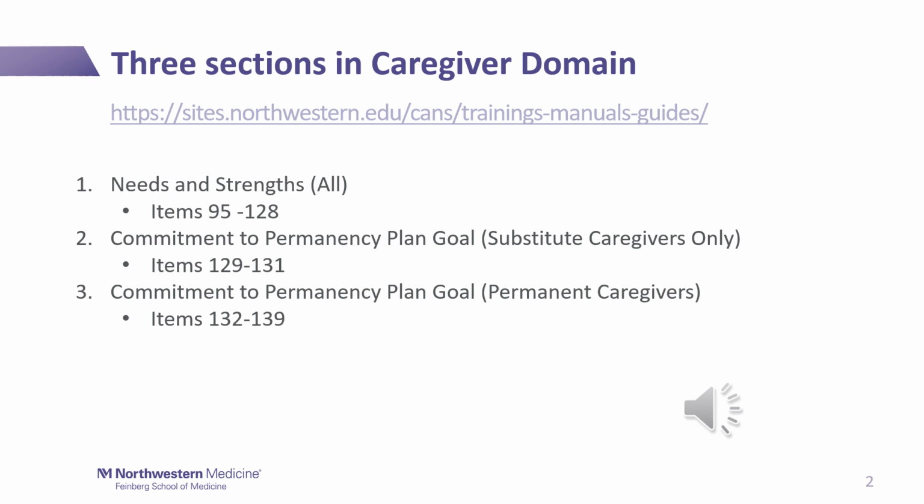We also see that 129 to 131 is the commitment to permanency plan goal. This is for substitute caregivers only. And 132 to 139 is commitment to permanency plan goal. This will be scored for the permanent caregivers.